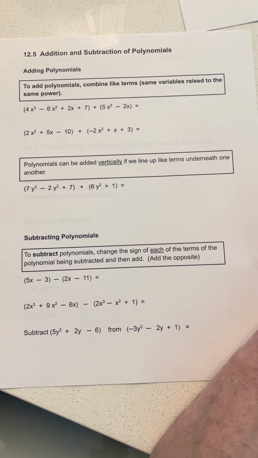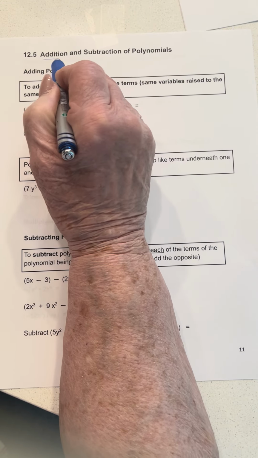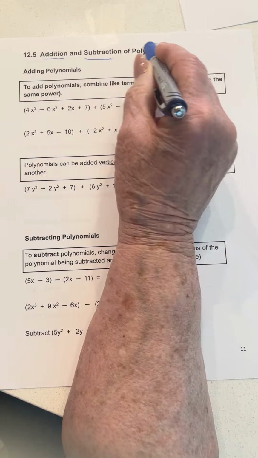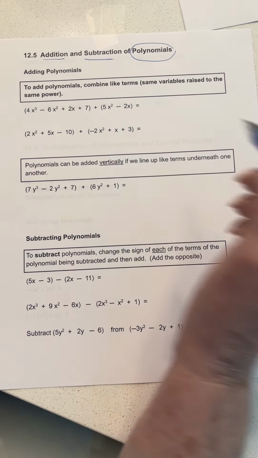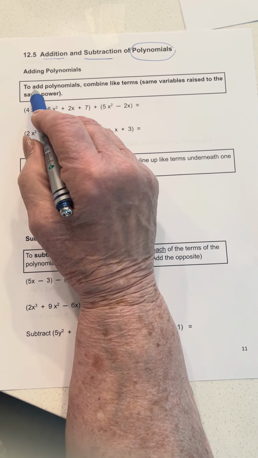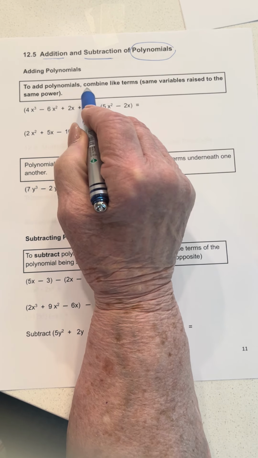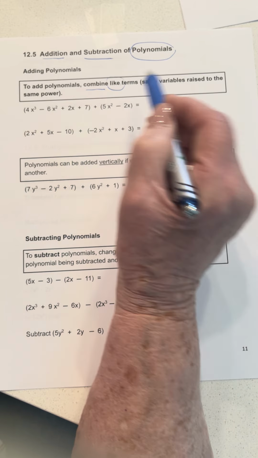Section 12.5, we're going to be adding and subtracting polynomials. Polynomials are just sums of algebraic terms. We've dealt with them before. So to add polynomials, we're going to combine like terms.